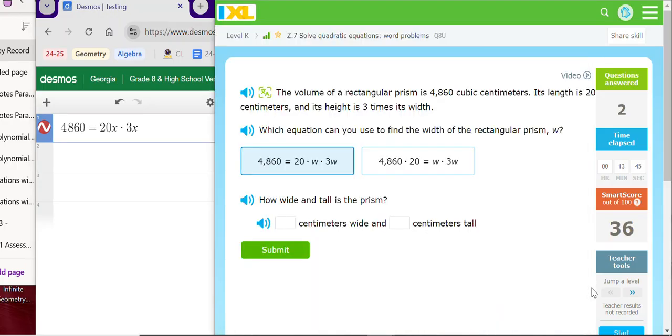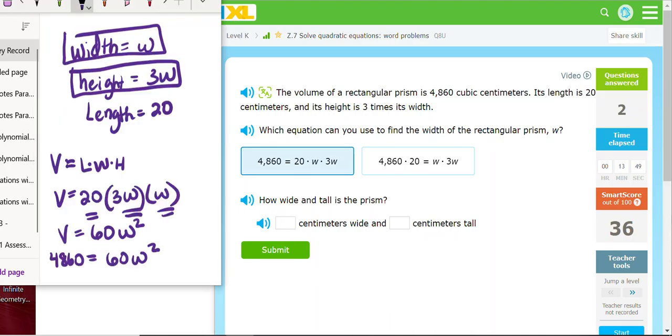So, which one would work for us? 9. So W has to be 9. And what's 9 times 3? So the width is 9, and the height is 27.